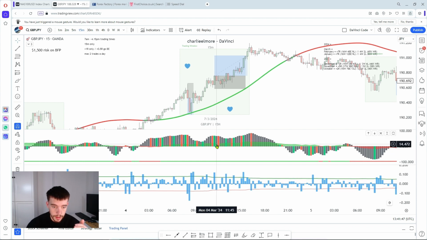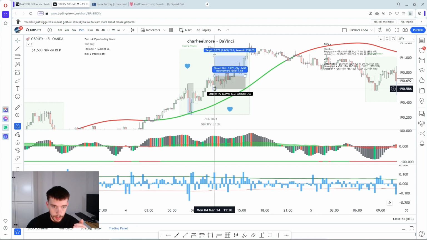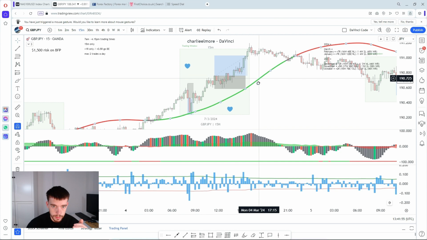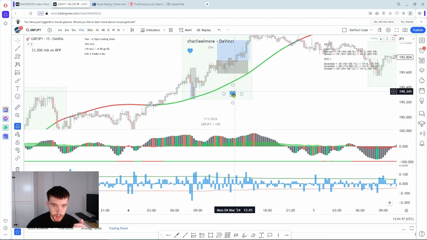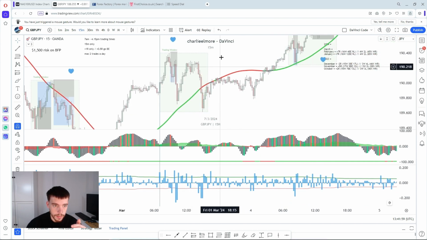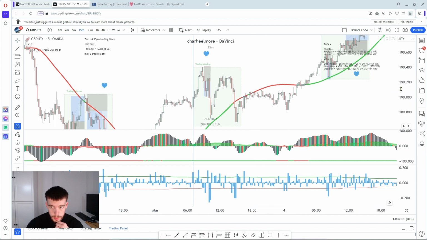Enter on the closure. Stop below the last miniature swing, 1 pip below. 1 to 1 done. Okay, 1 to 1 done. Another win. Very, very simple.